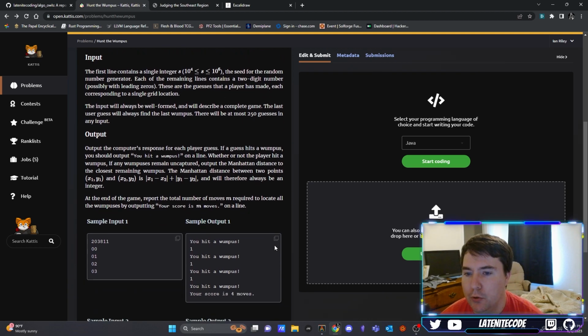Output. Output the computer's response for each player guess. If a guess hits a Wumpus, you should output "you hit a Wumpus" on a line. Whether or not the player hit a Wumpus, if any Wumpuses remain uncaptured, output the Manhattan distance to the closest remaining Wumpus. The Manhattan distance between 2 points x1, y1 and x2, y2 is the absolute difference of x1 minus x2 plus the absolute difference of y1 minus y2, and will therefore always be an integer. At the end of the game, report the total number of moves M required to locate all the Wumpuses by outputting "your score is M moves" on a line.